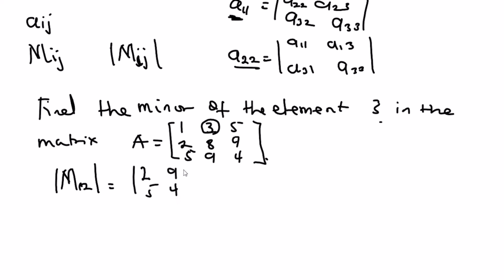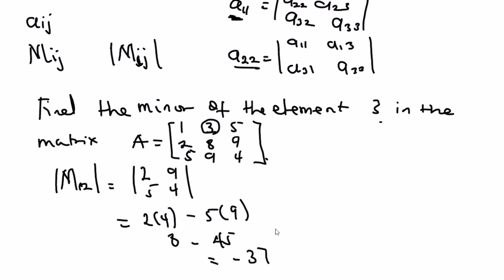2, 9, 5, 4. Then we calculate the determinant from here. This is a 2 by 2 matrix. So the product of the leading diagonal, which is 2 times 4, minus the product of the off diagonal, which is 5 times 9. So we get 8 minus what? 45. And the answer is negative 37. So this becomes the minor of the element 3.